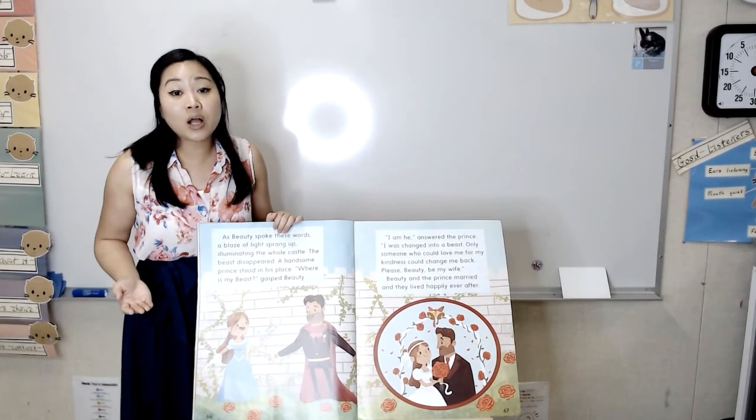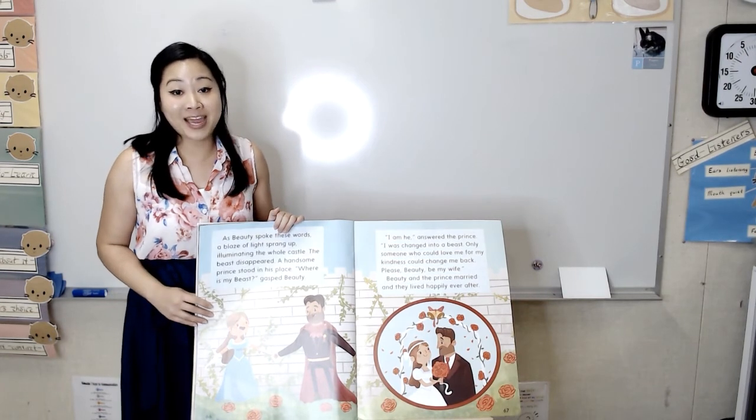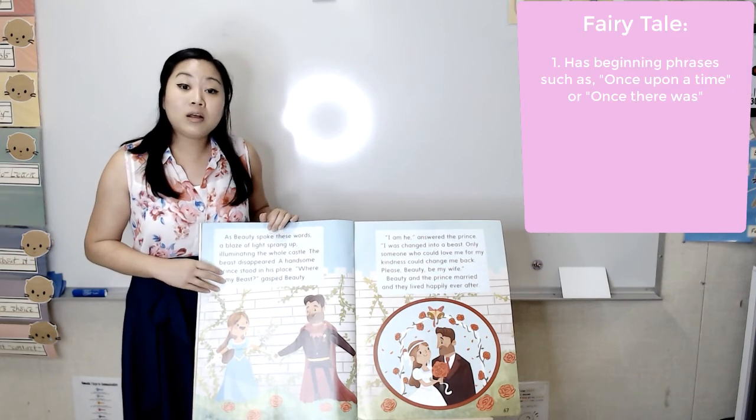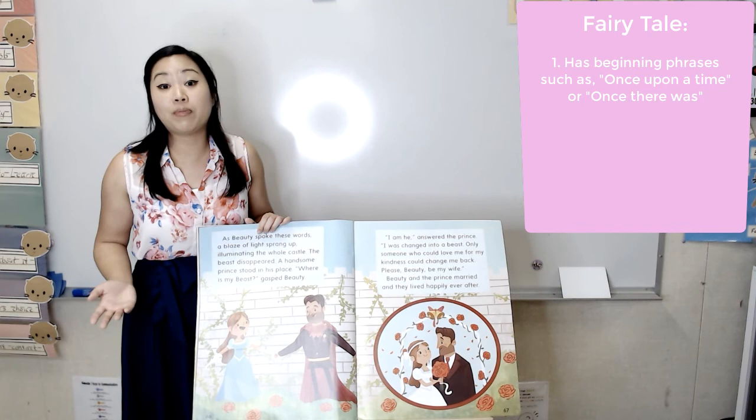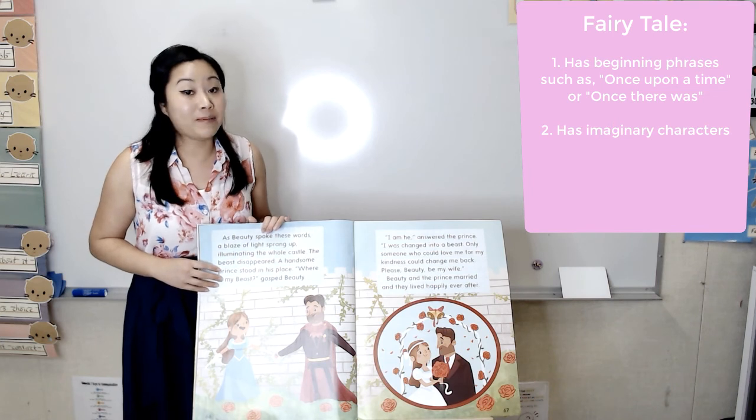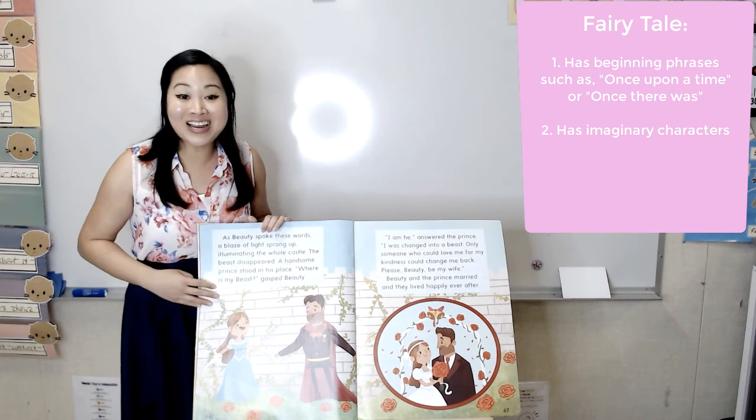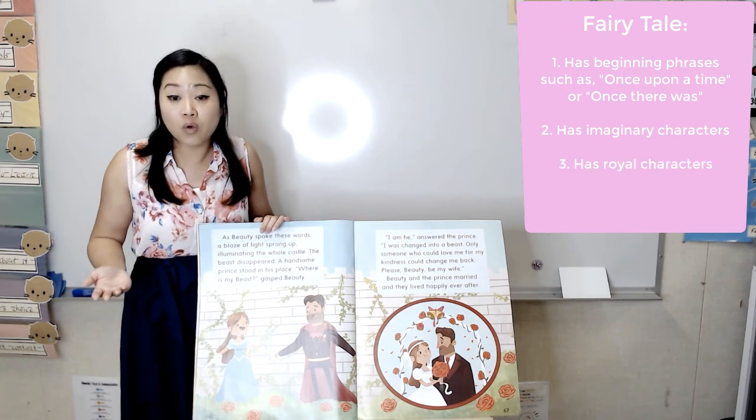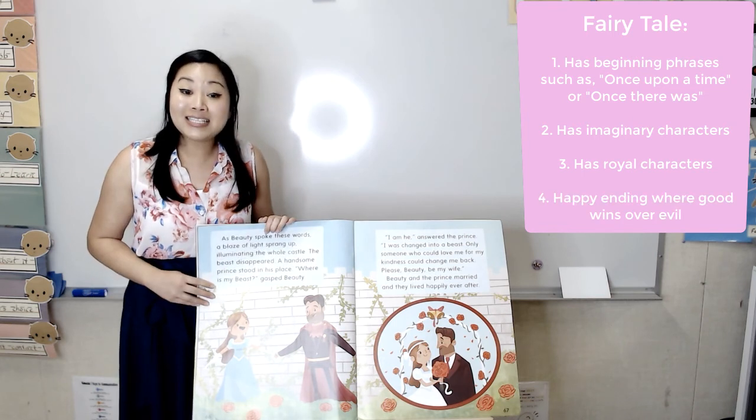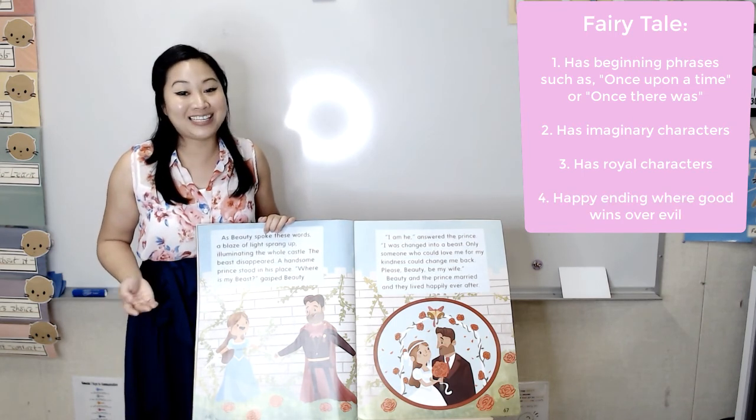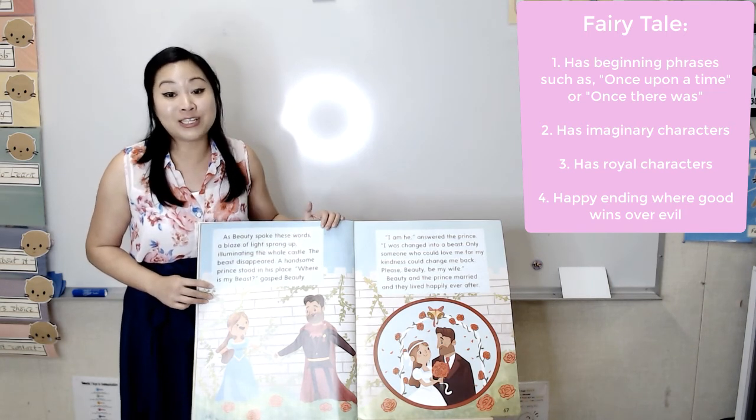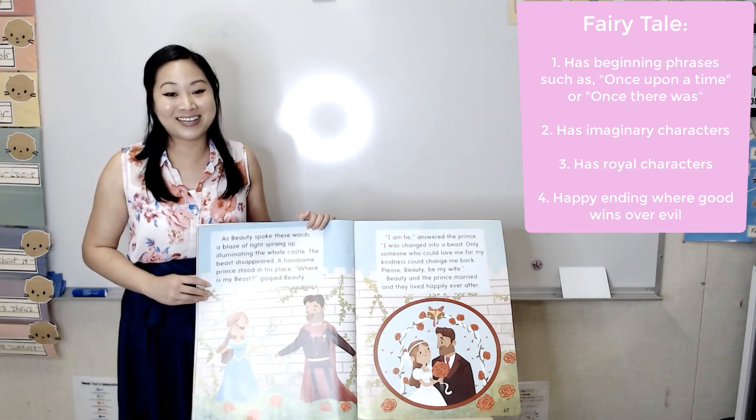We did our picture walk, we made observations, and we read the words on the page. Now, let's think back and check to see how we know that this was a fairy tale. Well, fairy tales always start with things like once upon a time, and in our story, that's exactly what it says. They also have imaginary characters, and our story has a talking beast, and there are also royal characters, and it turns out that the beast was a prince. And at the end of a fairy tale, there's a happy ending where good wins over evil, and this story has a happy ending because the prince marries Beauty and they live happily ever after.